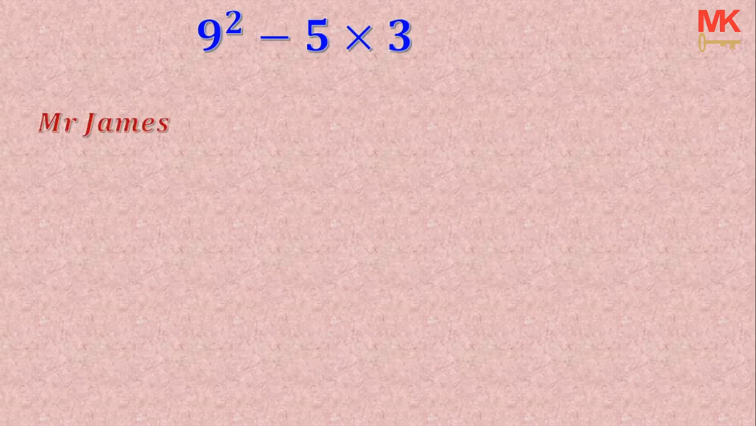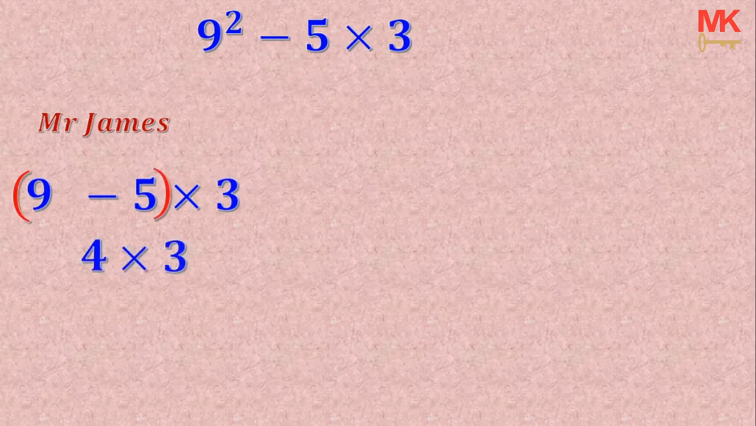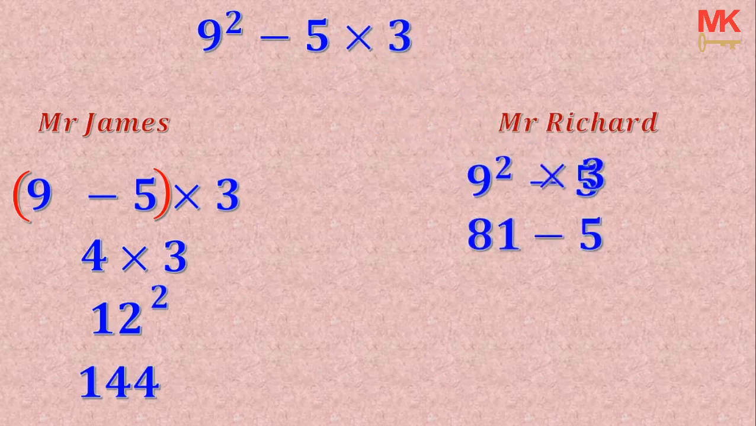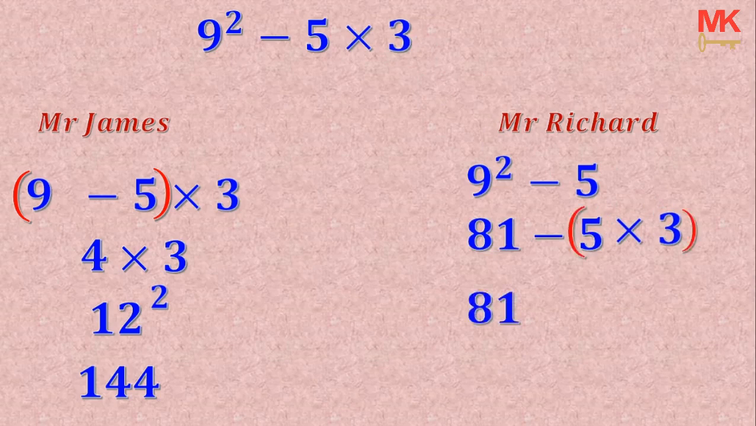Now, Mr. James can decide to say, okay, I want to do 9 minus 5 times 3, and from there he groups the 9 and the 5 together to get 4 times 3, which gives him 12, and from there he brings down his square to have 144. And Mr. Richard decides to say, no, I'm not going to do it that way. I will do 9 squared minus 5 first of all, and that gives him 81 minus 5, and then he brings down his times 3, and then groups the last two terms together so that he gets 81 minus 15, and then he gets 66.